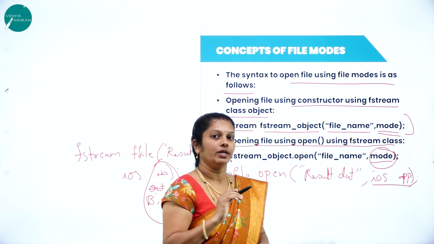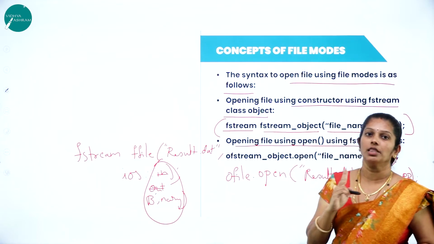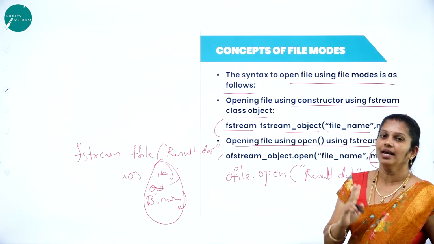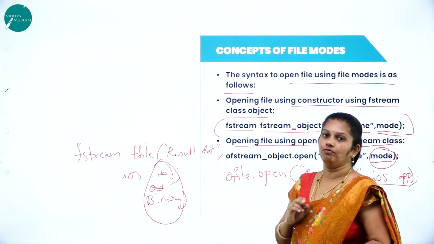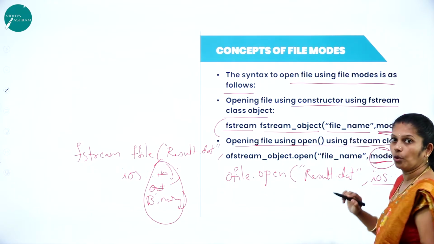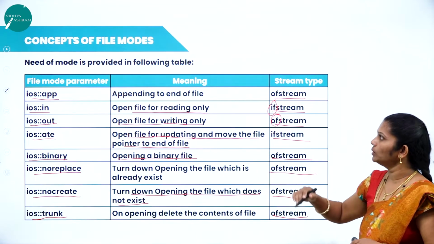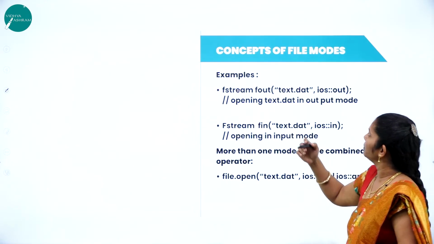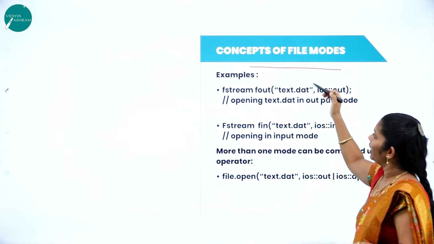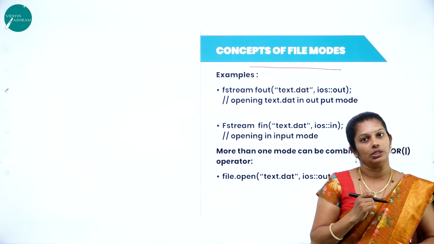Now, is it clear? Here you have studied that if I want to open a file, there are two methods: one by using the constructor function method and one more by using the open function method. In both cases, we are able to mention the mode for which purpose we are using. Now these are the few modes, and next we are going to explain the concept of file modes. Is it possible to combine more than one mode here?